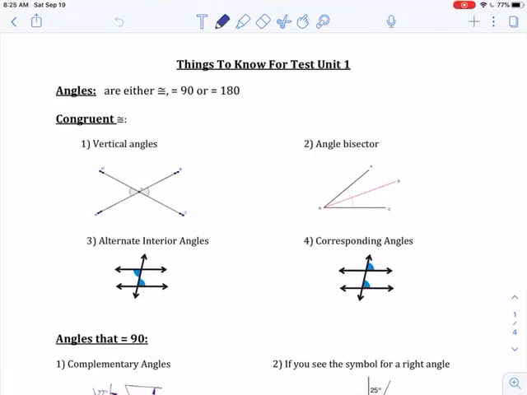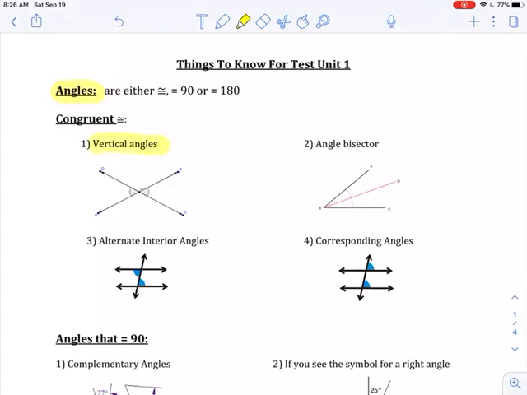Hi GOR. This is a quick little review, things to know for test unit 1, so just a little bit more practice, making sure that you know concepts. Basically with angles, remember that angles are going to be either congruent, they're going to equal 90, or they're going to equal 180. So there might be information in words or there might be information in a picture.